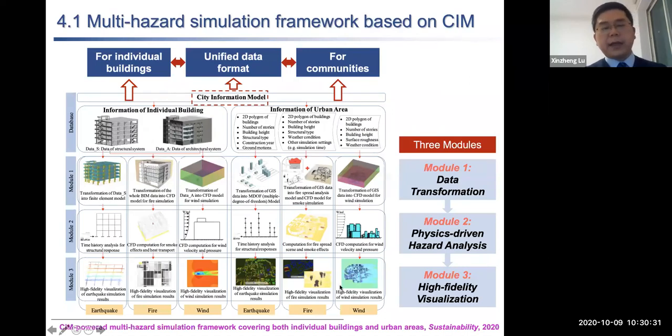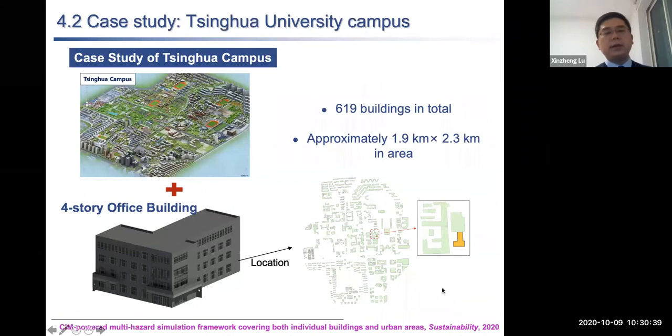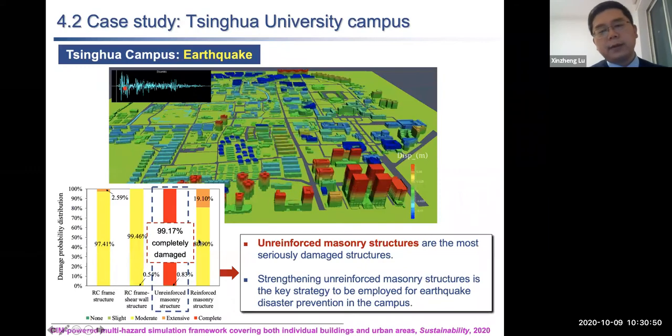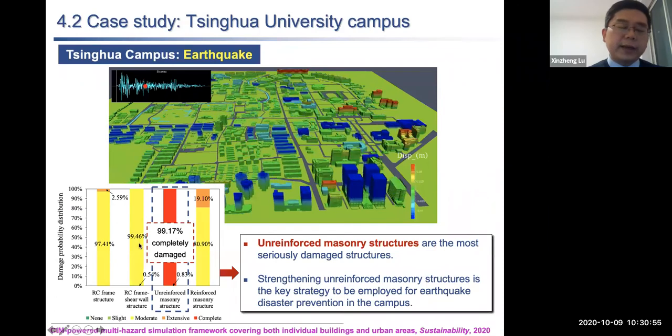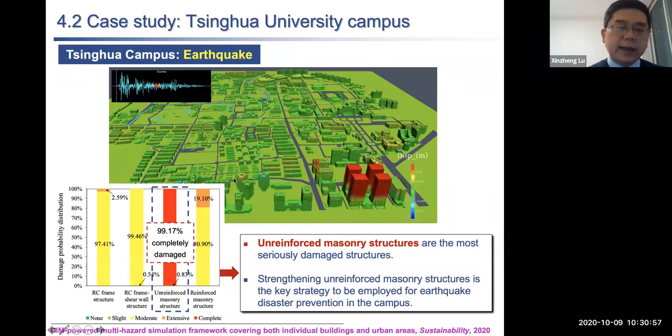So we built the entire framework from the data transformation to the physics-driven analysis and then to the high-fidelity visualization. To demonstrate this framework, we use the Tsinghua campus example. We have the entire campus and one very detailed building information model for some important buildings. So here in the earthquake simulation, we can clearly see the damage to the entire campus and where the critical locations and critical buildings are.